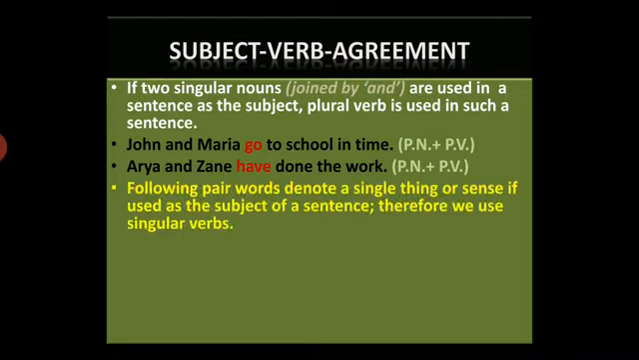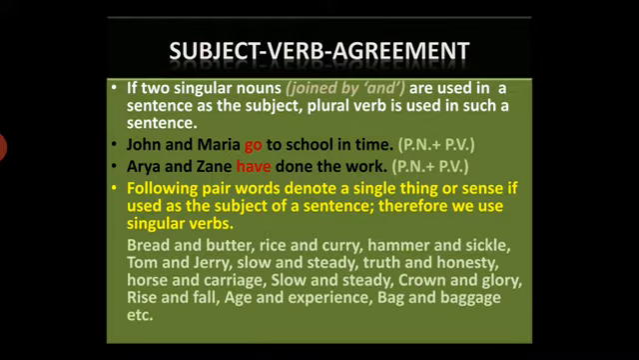Now, let us see the following pairs of words. Bread and butter, rice and curry, hammer and sickle, Tom and Jerry, slow and steady, truth and honesty, horse and carriage, crown and glory, rise and fall, age and experience, bag and baggage, etc. These words, although they are two in number, denote a single thing or a single sense. Therefore, we have to use singular verbs for such pair words.